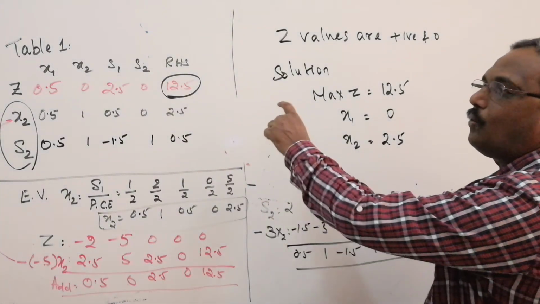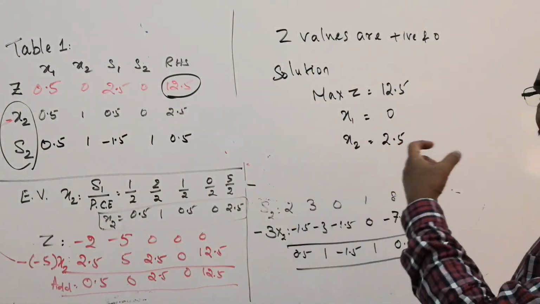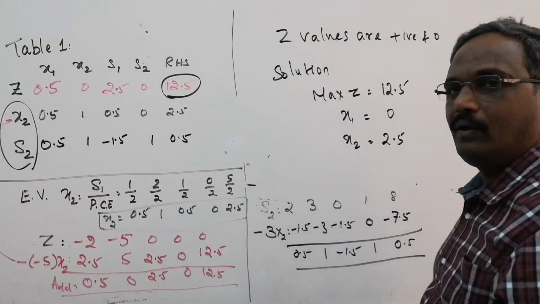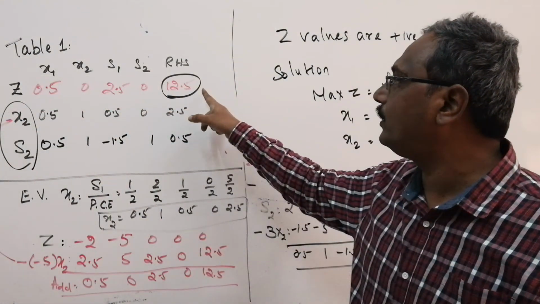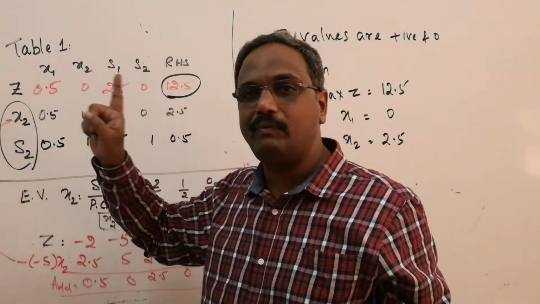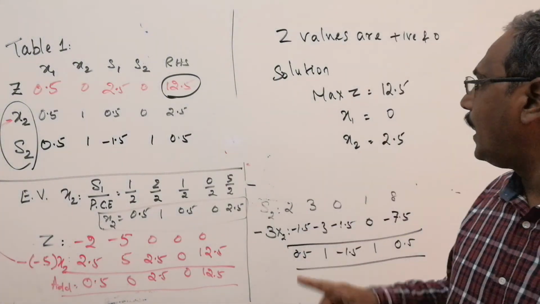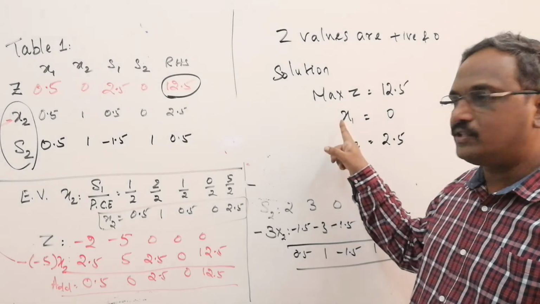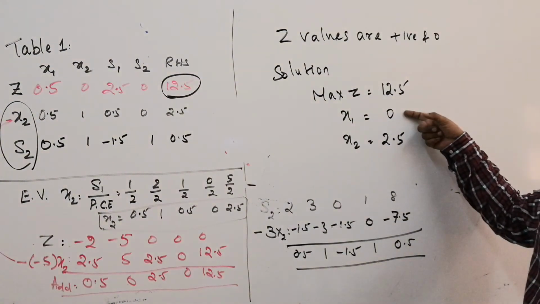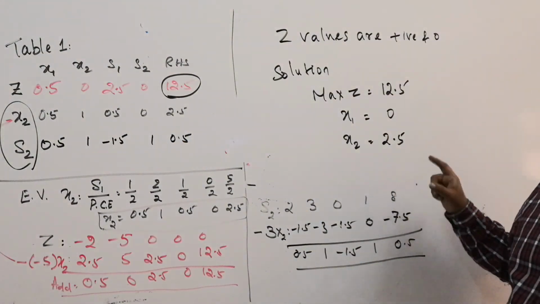So the basic idea, once we reach all the z values to be positive or 0, we are going to find out the solution. We are going to take the corresponding variable on the right hand side. When I check here, I am having z, the corresponding right hand side value is 12.5. I am going to check here x2. We are having only x2, because in our objective function we are having x1 and x2. When I check for x1, there is no x1 here, so I am going to assume the value as 0. When I check for x2, it is given to be 2.5. So the value of x2 is 2.5.